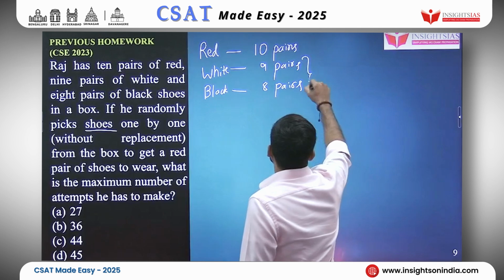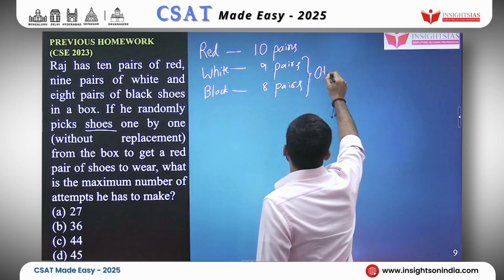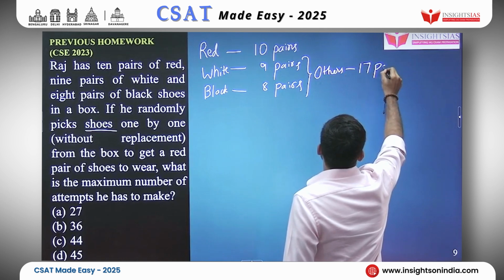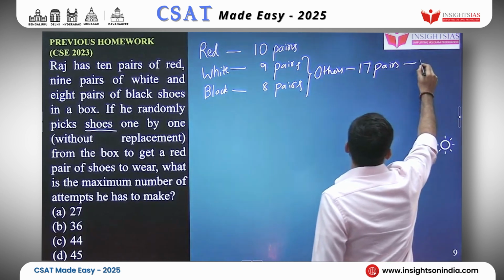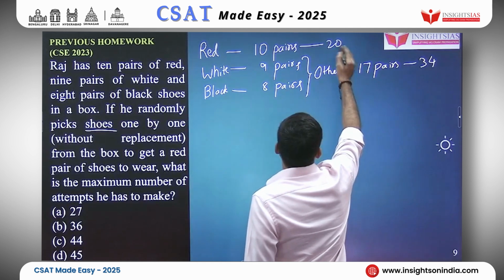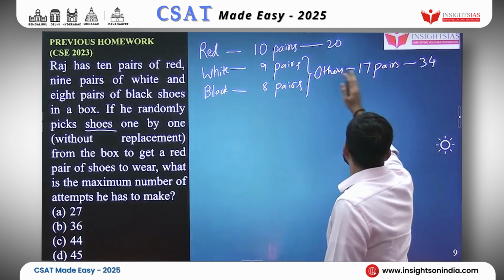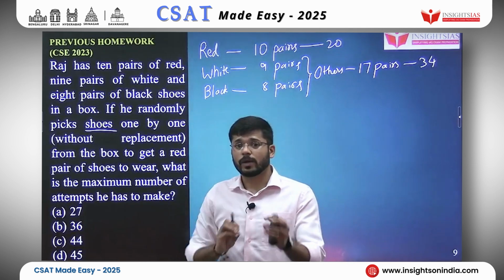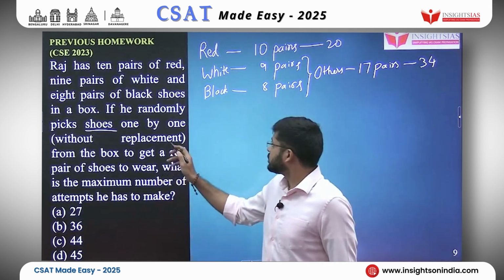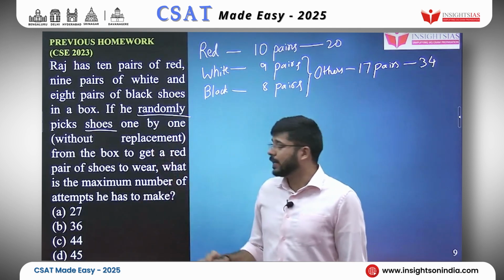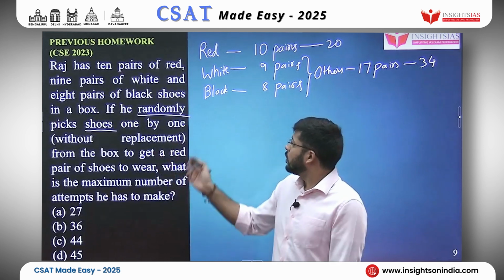So we will count them as others. So others, how many pairs do we have? We have 17 pairs. So 34 shoes. Here we have 20 shoes. Okay. So totally we have 54 shoes. Now he picks them one by one, randomly, and then we need to make sure that he has the one pair of red shoes.